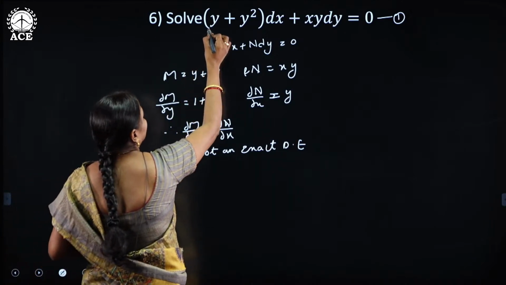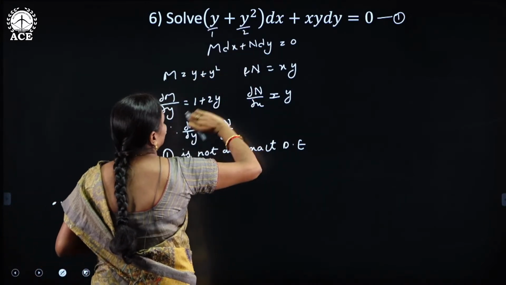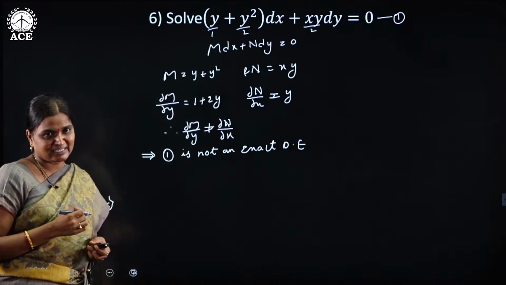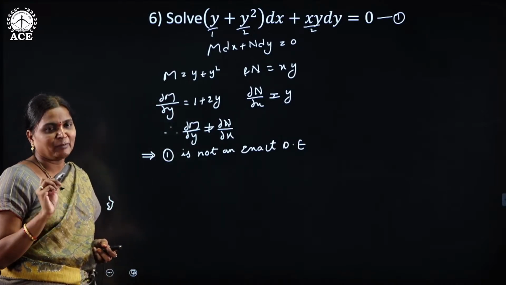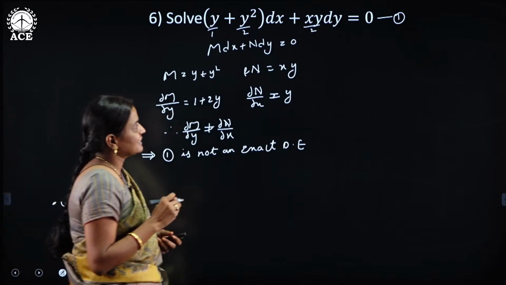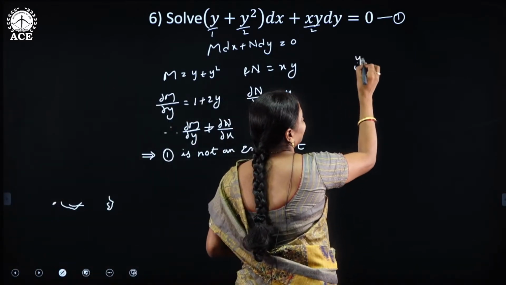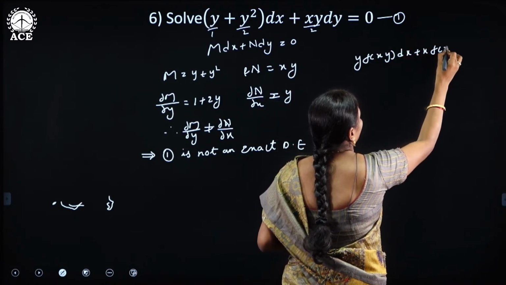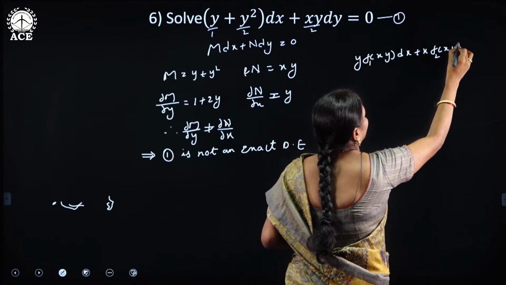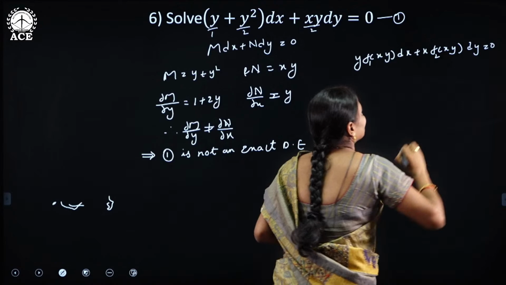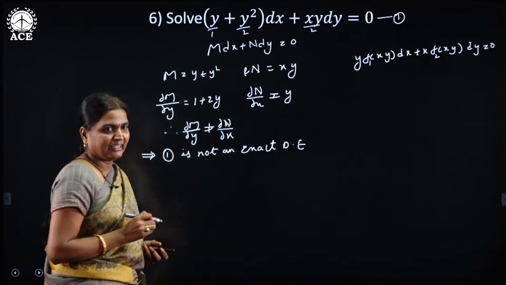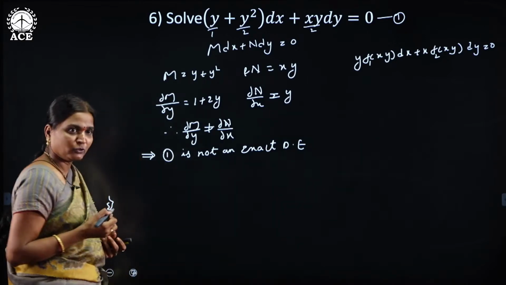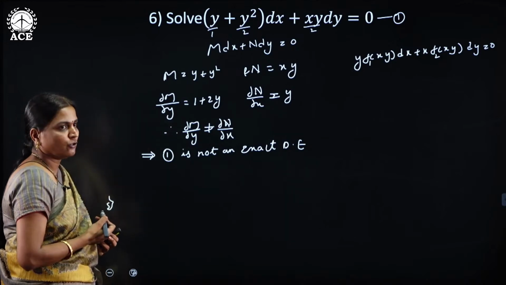What is the degree of the term? 1. Degree of the term? 2. Here the degree of the term is 2. So the degree of each term is not the same, so it is not homogeneous. Eliminate the first method. And it is not in the second form also. What is the second form? y f(xy) dx plus x g(xy) dy is equal to 0. The given differential equation is not in the second standard form. So if it is not homogeneous and not in the second standard form, go to the third method.